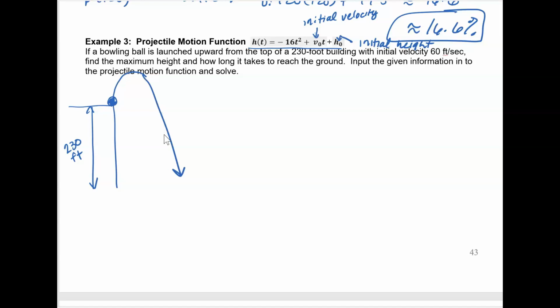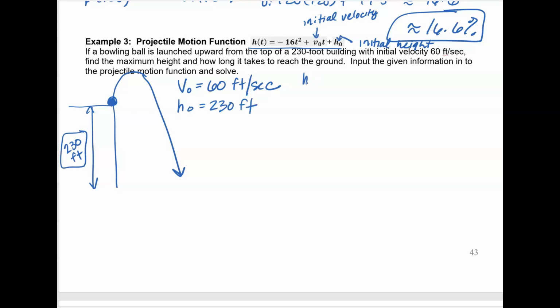It has initial velocity, so I'm going to write v sub 0 as 60 feet per second. Find the maximum height and how long it takes to reach the ground. We weren't specifically given the initial height, which we need, at least it didn't say it in those words, but we were given the height, and the height is 230 feet. That is the initial height of the bowling ball. So h sub 0 is 230 feet.